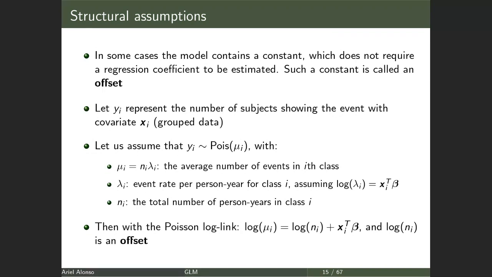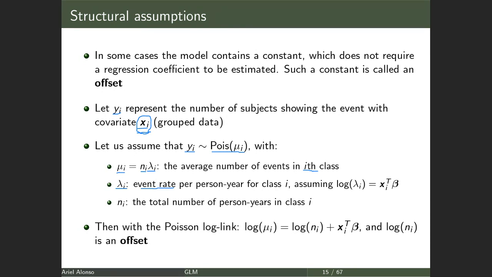So for instance, if you have yi, the number of subjects showing a certain event with certain value for the covariate xi, and you assume that this yi follows a Poisson distribution with certain mean, then the mean is going to be equal to ni times lambda i. That's the average number of events in the ith class, and the ith class is all the individuals that have the covariate equal to xi. Now, this lambda i is what we call an event rate. It's the rate per person years, for instance, in that class.